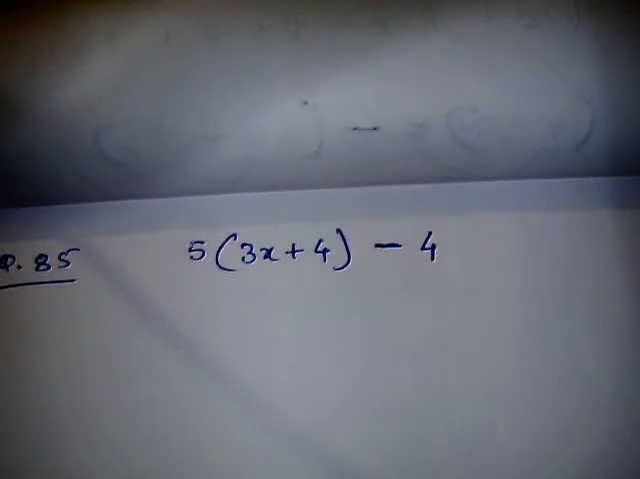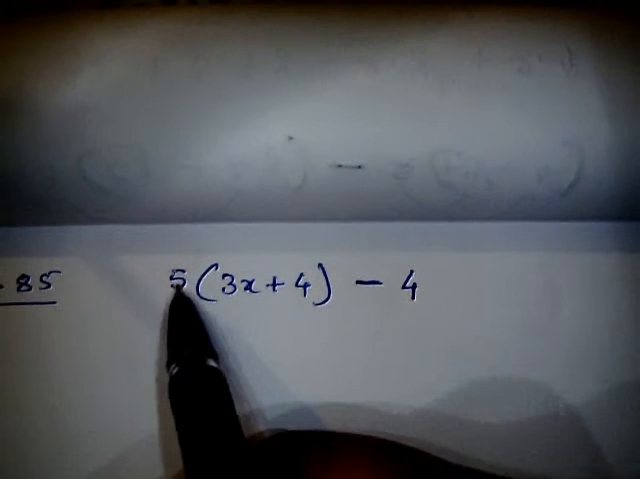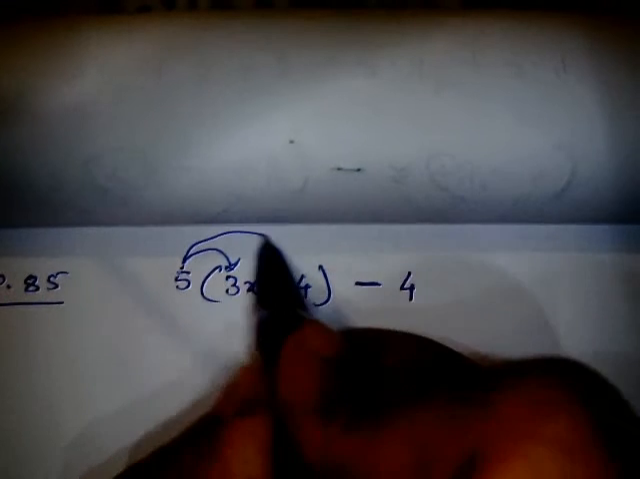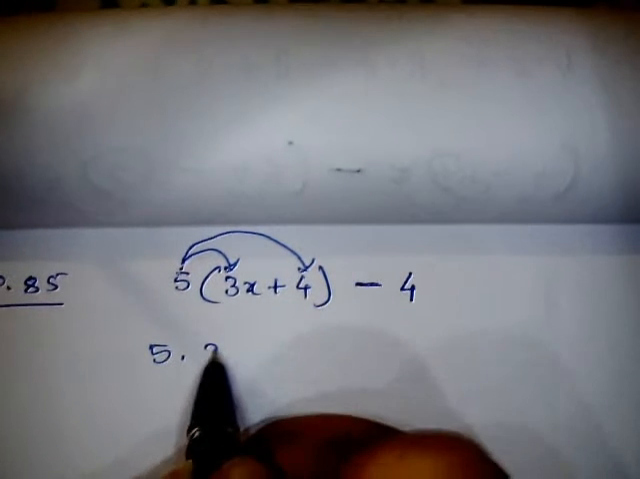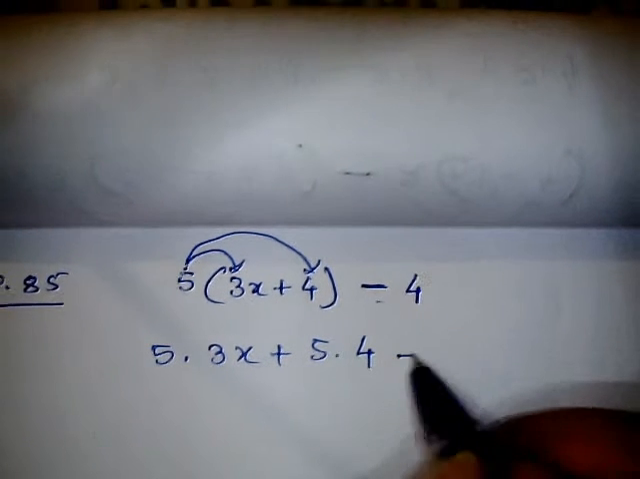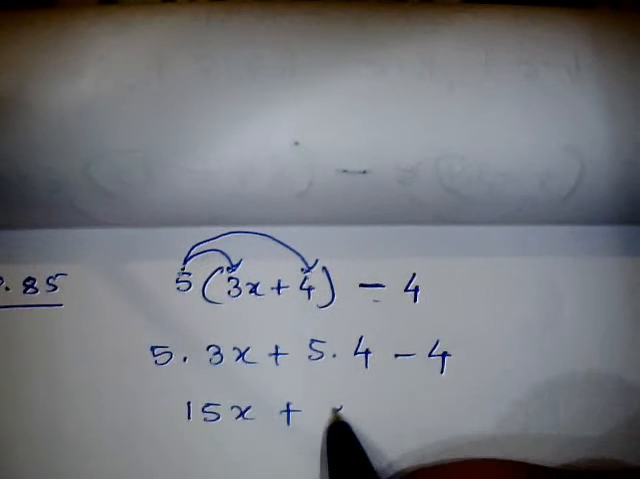Okay, now in this video I'm going to talk about some more simplification like this. Here this 5 is outside this parenthesis, so when you open it, it gets distributed on this and also on this. So 5 times 3x and 5 times 4, and this 4 is going to be the same. Okay, 5 times 3 is going to be 15x and this is 20 minus 4.